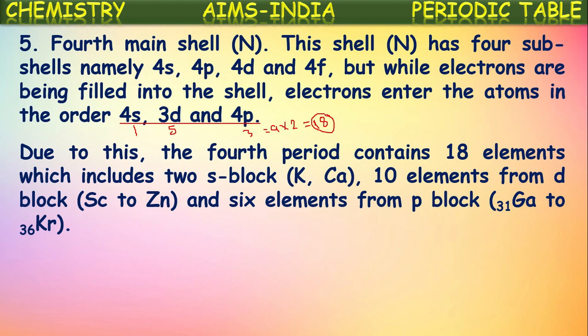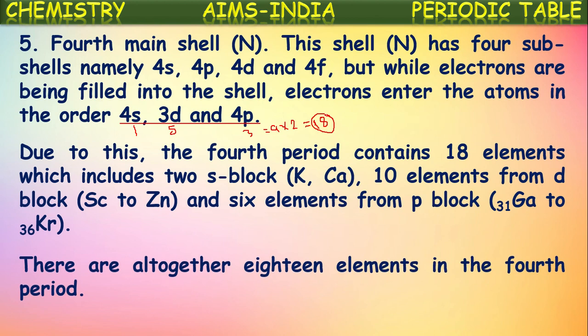So due to this, the fourth period contains 18 elements, which includes 2 S block elements, 10 D block elements, and 6 P block elements. Okay. There are altogether 18 elements in the fourth period. How is it 18, you got it? Because the elements in the fourth period are filling their subshells 4s, 3d, and 4p. So these subshells contain totally 9 orbitals. Each orbital can accommodate 2 electrons. Totally 18 types of electron configurations are possible, and hence 18 elements are present in the fourth period.